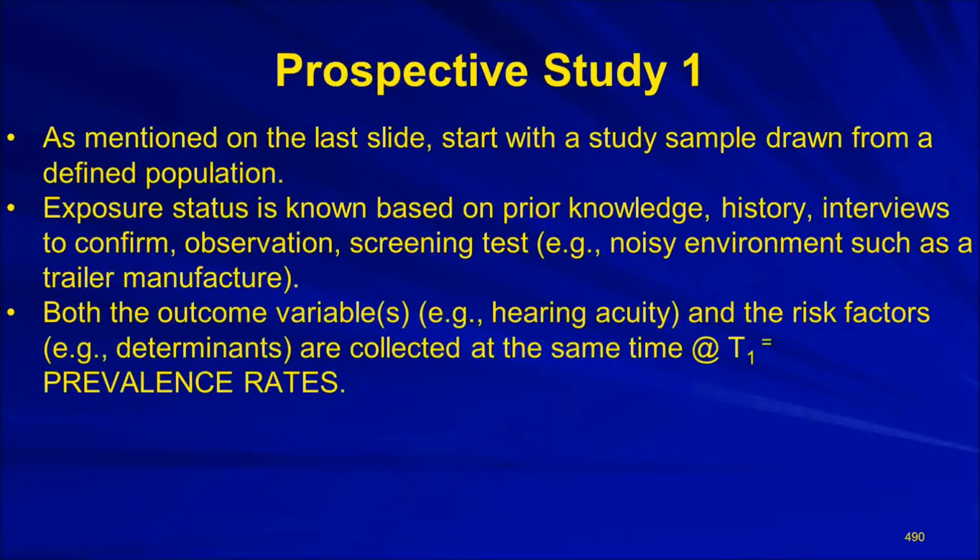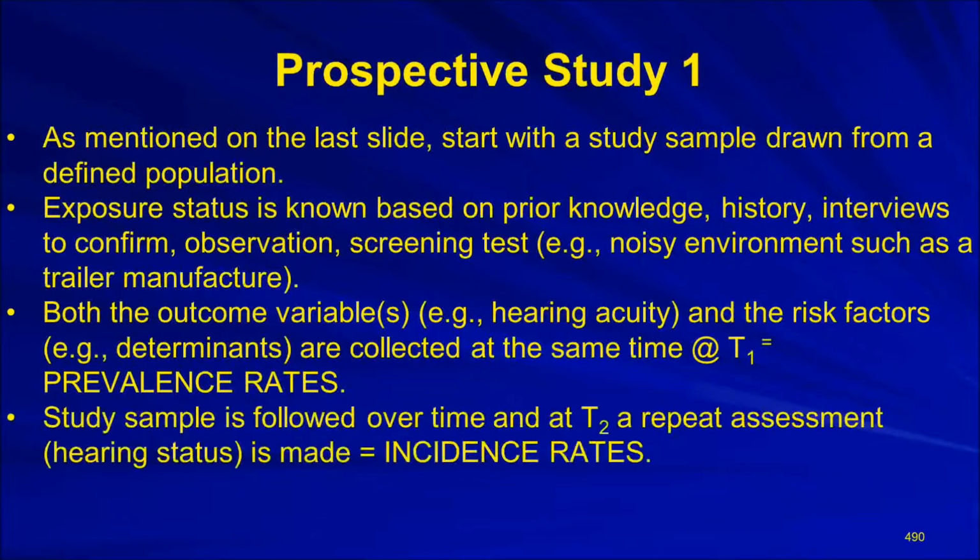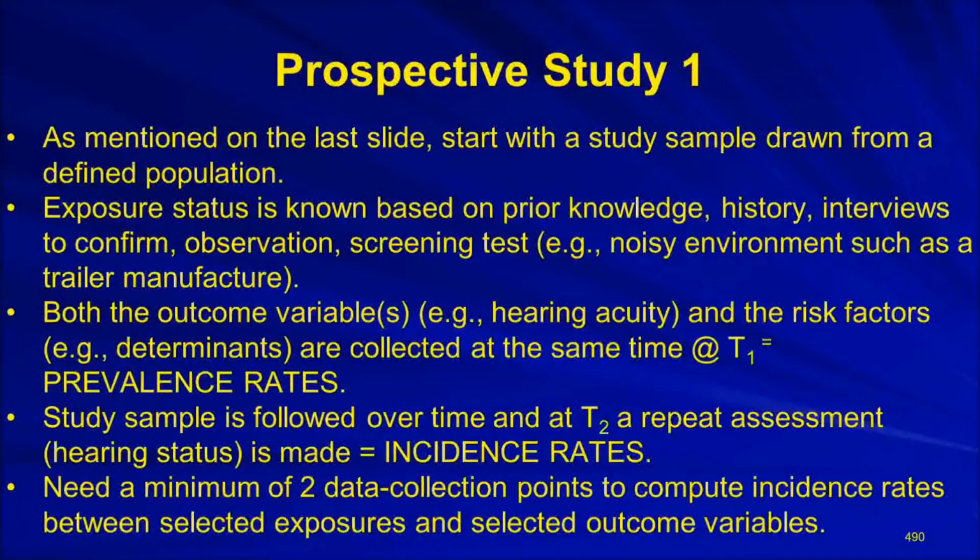Next, both the outcome variable, hearing acuity, and the risk factors, determinants, are collected at the same time at T1, and that equals prevalence rates. Now, the study sample is followed over time, and at T2, a repeat assessment is done on hearing status, and then we calculate incidence rates. So you need a minimum of 2 data collection points to compute incidence rates between the selected exposure and selected outcome variables.